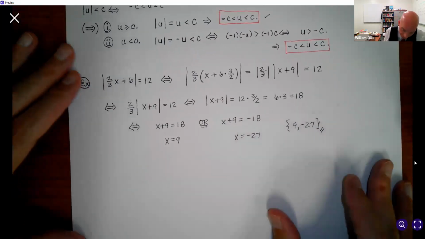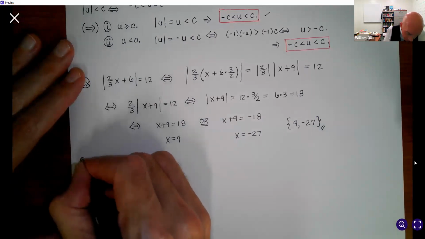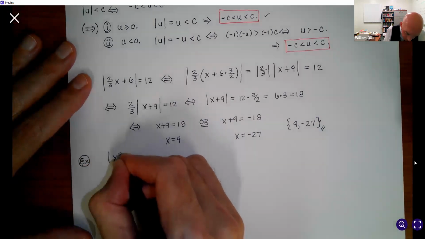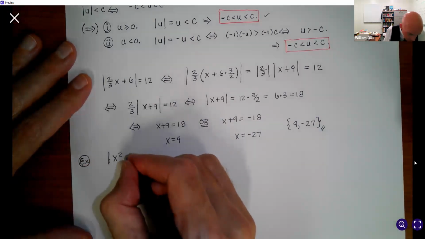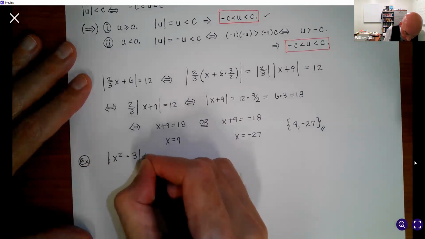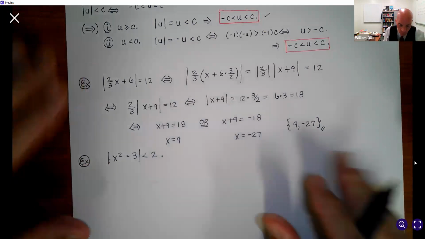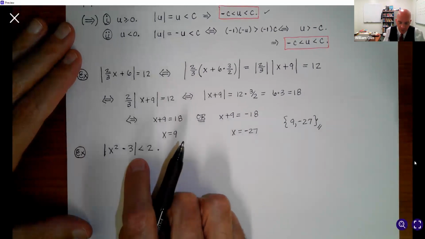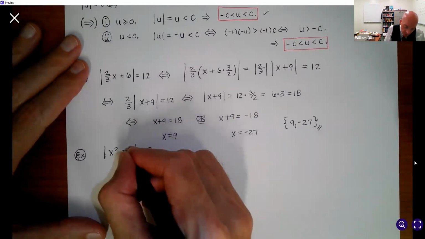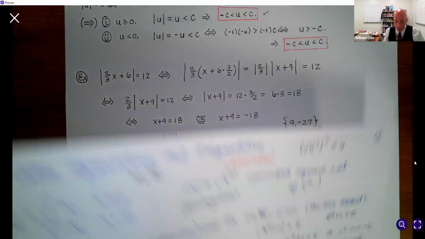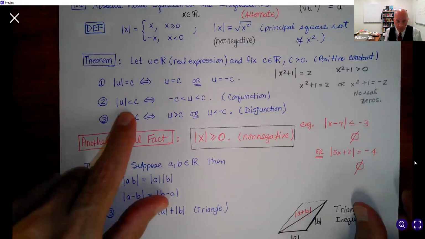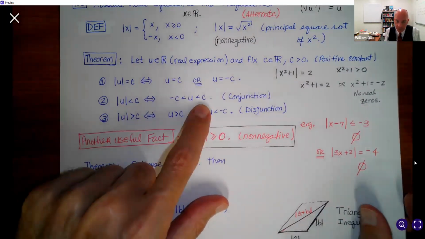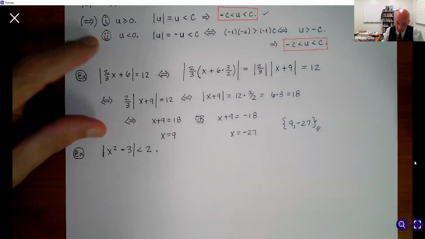Now let's look at an example where we have an inequality, but we have a more complicated argument of the absolute value. So the absolute value of x squared minus 3 is less than 2. Now, of course, we know that x squared minus 3 is quadratic. And when we look at this, we're thinking, well, this is set up for the conjunction. So the conjunction, the absolute value of u less than c, gives us u between the additive inverse of c and c, just like we proved up here, one direction.